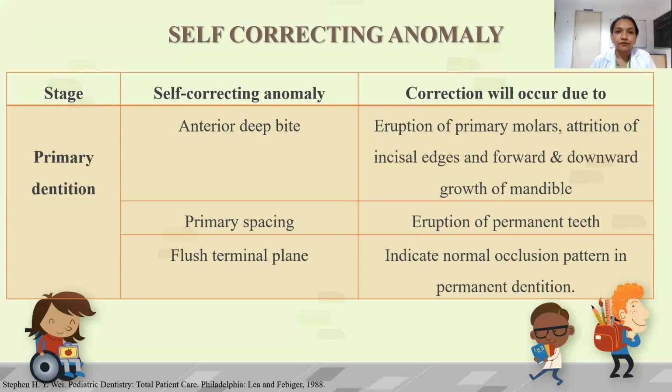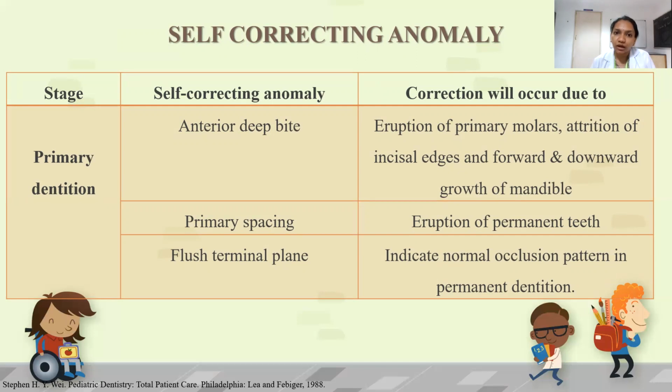Primary spacing are of two types, physiologic spacing and primate spacing. Physiologic spacing is the generalized spacing which is present between all the teeth in the oral cavity. Primate spacing is present mesial to the maxillary canine and distal to the mandibular canine. So the primary spaces are closed by the eruption of permanent teeth because permanent teeth are larger in size compared to primary. The flush terminal plane is corrected by early mesial shift.